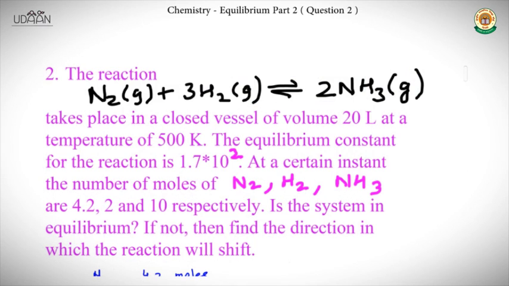Alright, so here we have question number 2, which says the reaction N2 plus 3H2 gives 2NH3 takes place in a closed vessel of volume 20 liters at a temperature of 500 Kelvin. The equilibrium constant for the reaction is 1.7 into 10 to the power 2. At a certain instant, the number of moles of N2, H2 and NH3 are 4.2, 2 and 10 respectively. Is the system in equilibrium? If not, then find the direction in which the reaction will shift.